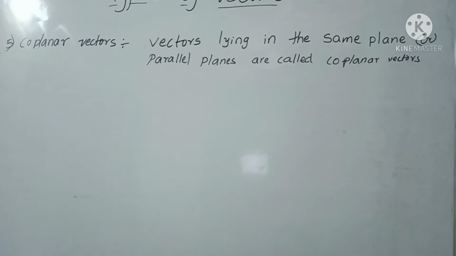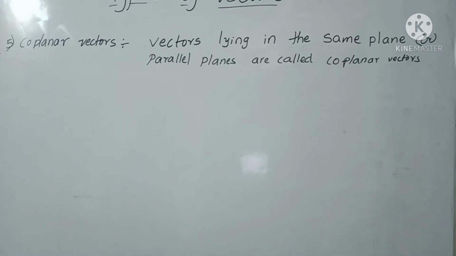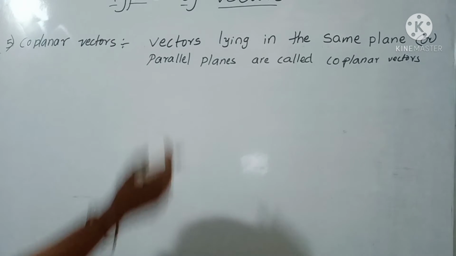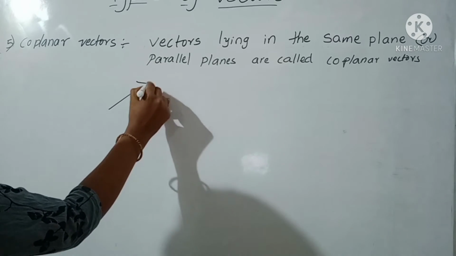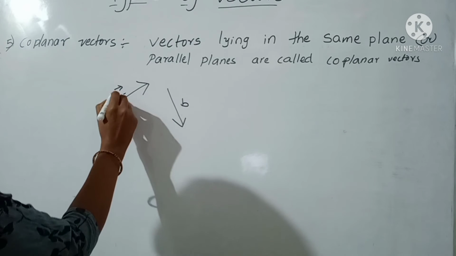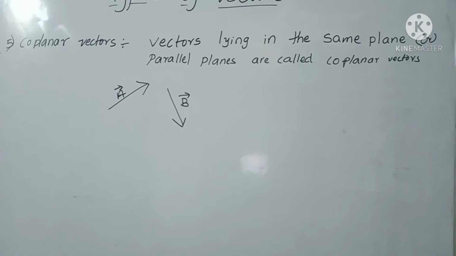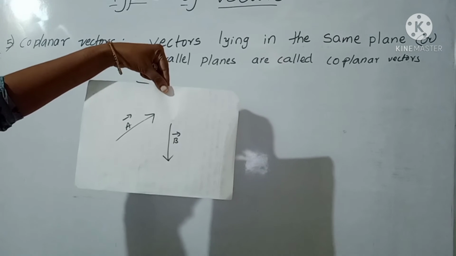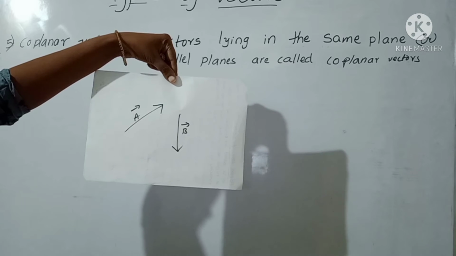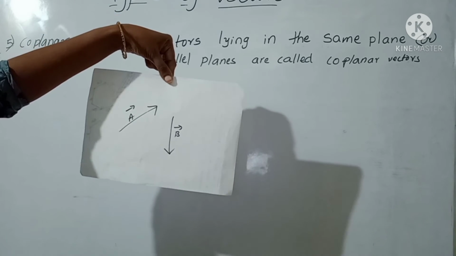Next one, coplanar vectors. Coplanar vectors are vectors lying in the same plane or parallel planes. Suppose this board is one plane, just simple. Here two vectors are there, and these two vectors we can call coplanar vectors. See here, this is the plane, so A bar and B bar are two vectors on the same plane. These vectors are called coplanar vectors.